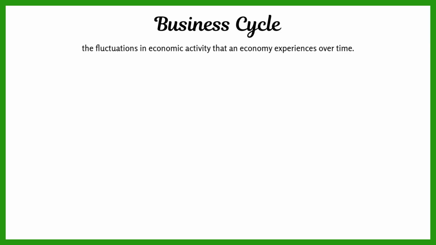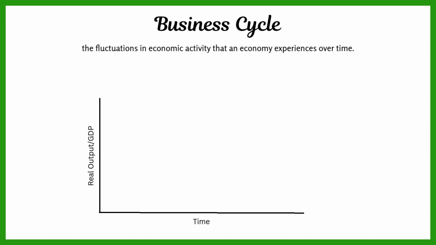Let's visualize a simple graph of the business cycle. On the y-axis, we have real output, which is typically measured as real GDP. This represents economic activity or production, indicating how much an economy is producing. On the x-axis, we have time.